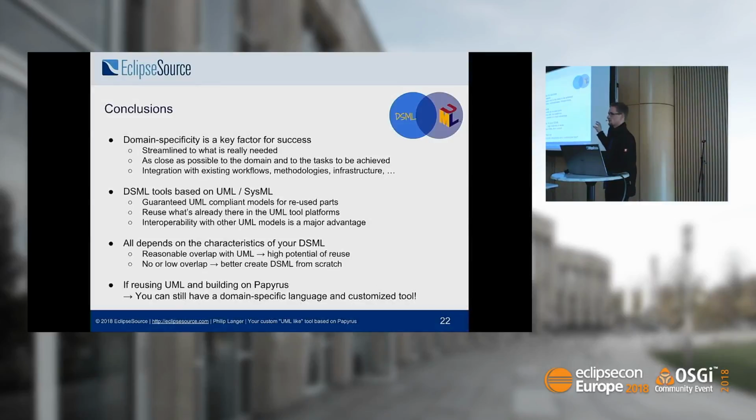even if we do a very domain-specific tool, that doesn't mean that we cannot make use of existing UML tools and save a lot of time by reusing what's already there. For that, when we want to do that, we need a UML platform, and Papyrus is a very good choice if you would like to use Papyrus and extend it, or use UML and extend it, then Papyrus is a very good choice.